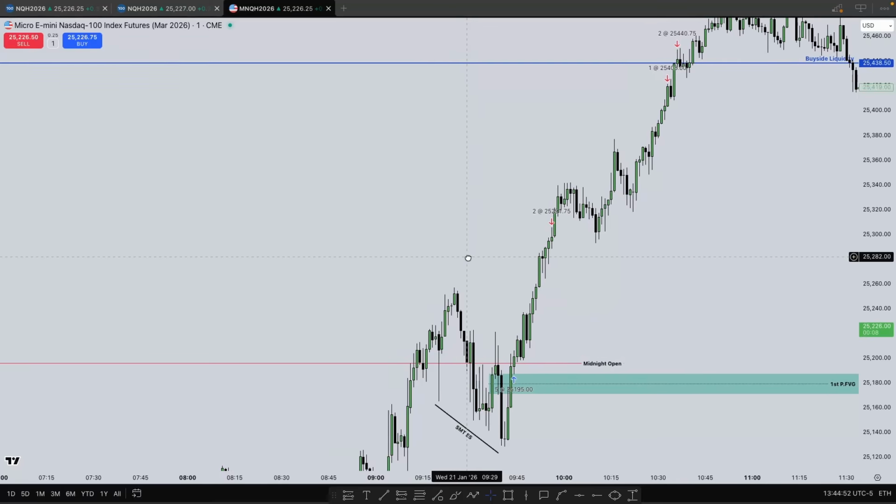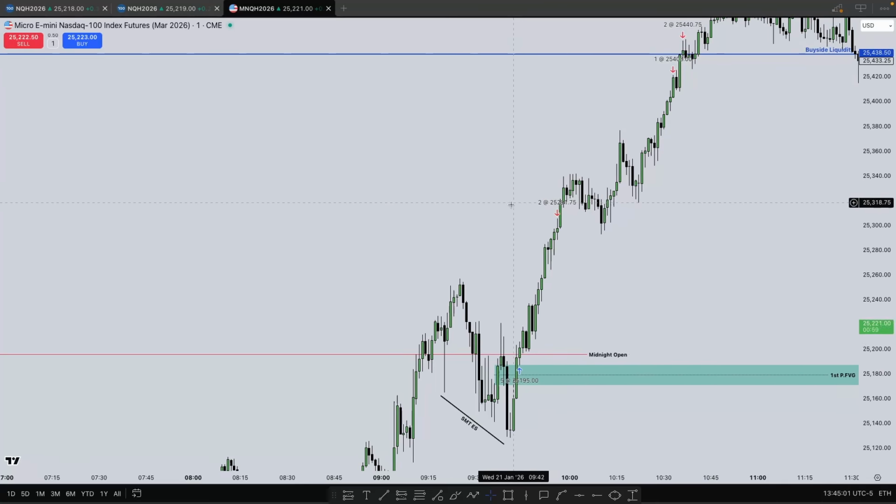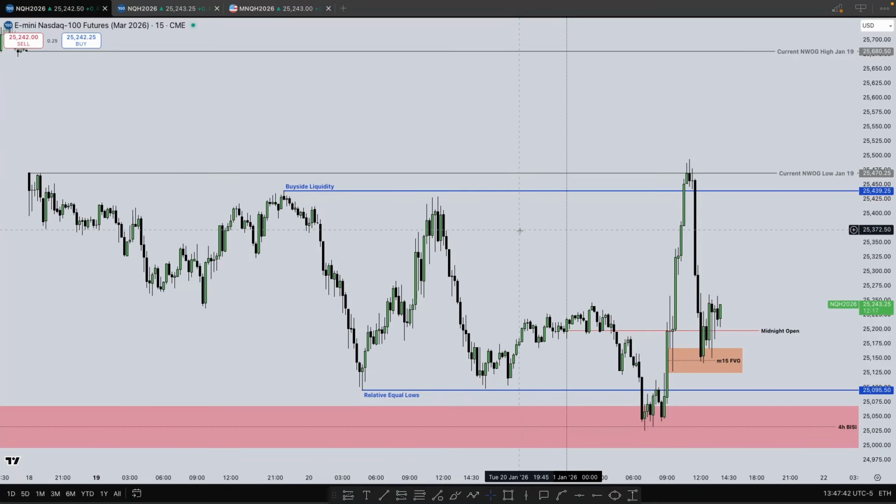Today I'm going to be explaining how we took the trade from the first presented FVG going into the buy side liquidity, and also taking some partials just right there. Now let's get to the breakdown. Let's start on the 15-minute.